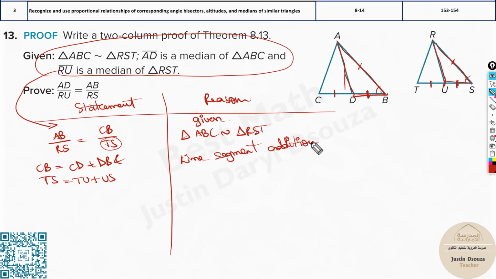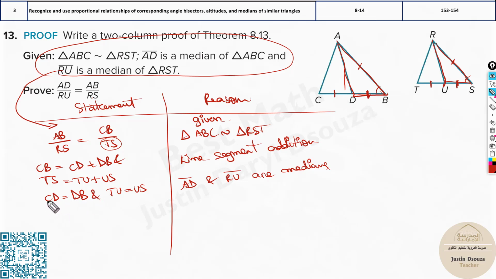And then over here, I know CD is equal to DB. Why is that? Because they clearly told us AD is a median. Median means it cuts this side into equal parts. And what else? TU is equal to US. So that means AD and RU are medians. Medians make it congruent, the definition of medians basically. So this is a midpoint and it will break into equal parts.